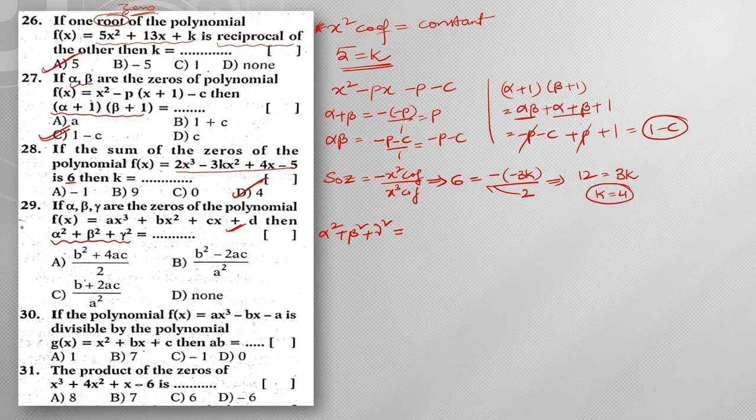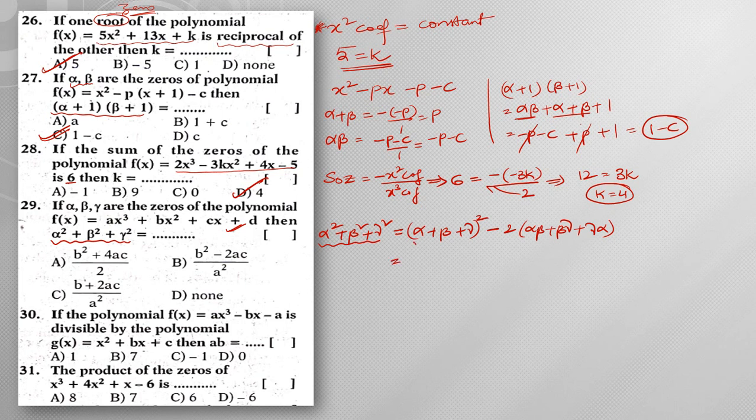On rearranging, we get the value of a square plus b square plus c square. So a square plus b square plus c square can be written as a plus b plus c whole square minus 2 times of ab plus bc plus ca. So in the place of ab, bc, ca, we can replace alpha, beta, gamma.